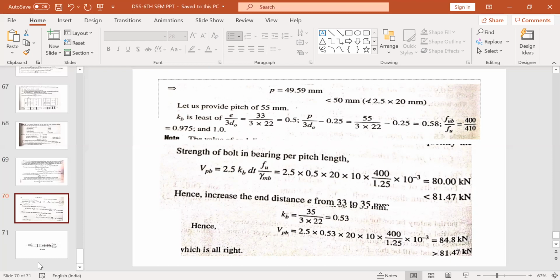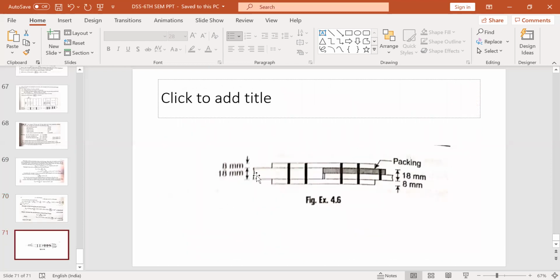Okay. So this is how you connect this. See, 18 mm, 10 mm, and this is 18 mm. So you provide 8 mm packing. Now 8 mm cover plate, these two, and these two lines of bolts are connected. So this is how you do the connection. These classic examples you have taken to understand the basics of bolted joints.